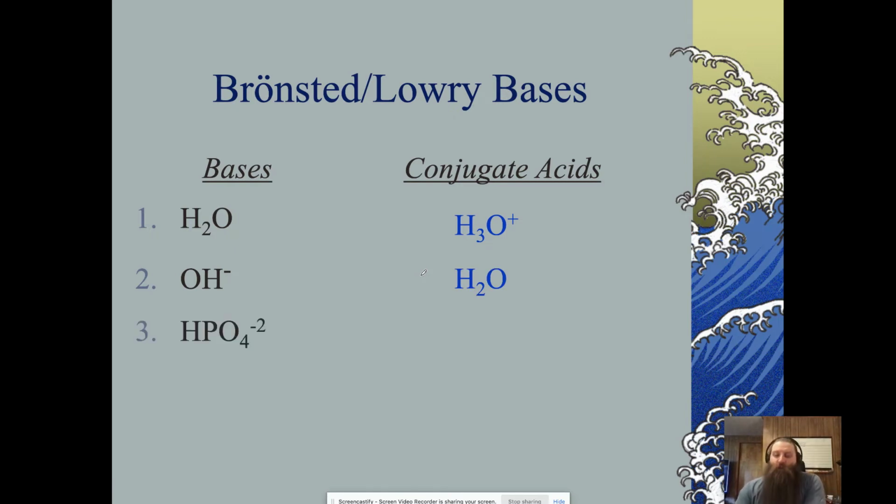HPO4 minus 2, you do this one. Add an H, add a positive. Pretty simple. H2PO4 would be the conjugate acid. NH3, conjugate acid of this base, well, to be a base, you have to accept a proton, and that means you're accepting a positive charge. So NH4 plus 1. This is ammonium.